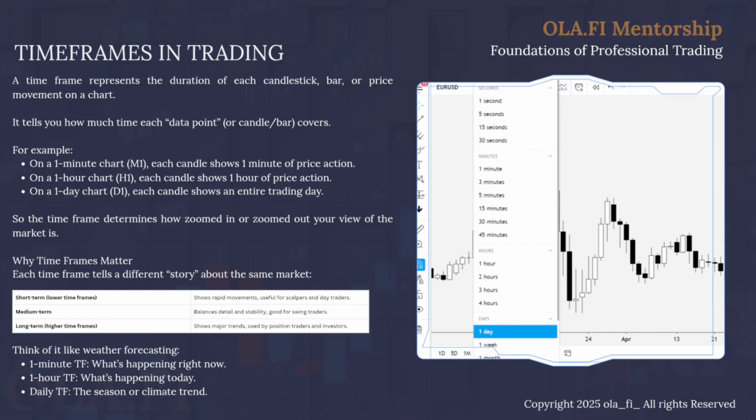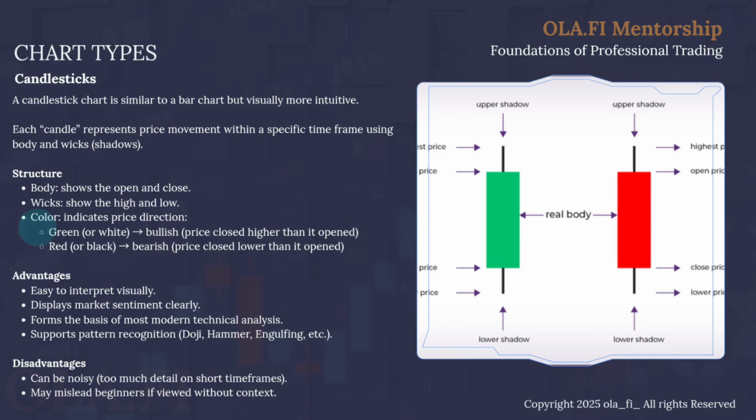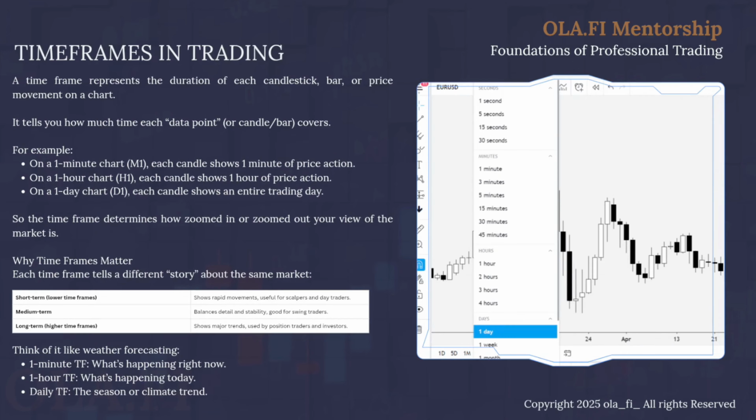So a time frame represents the duration of each candlestick, bar, or price movement on a chart. What a time frame is trying to indicate is, for the candlestick we're looking at, how many hours or what time unit it represents. So if this candlestick is going to completely form in 1 hour, that means we're on the 1 hour time frame. It tells you how much time each data point, candle, or bar covers.